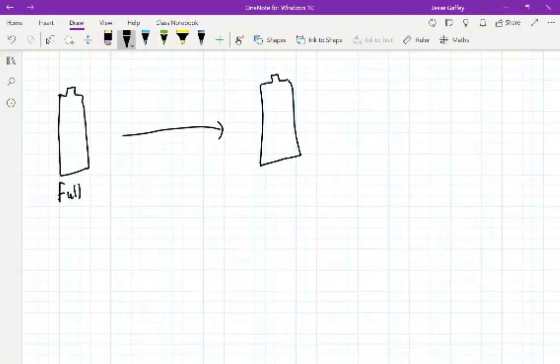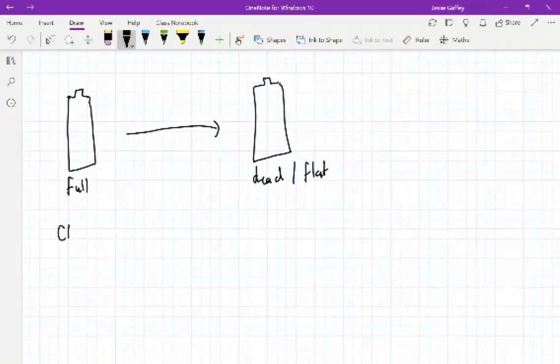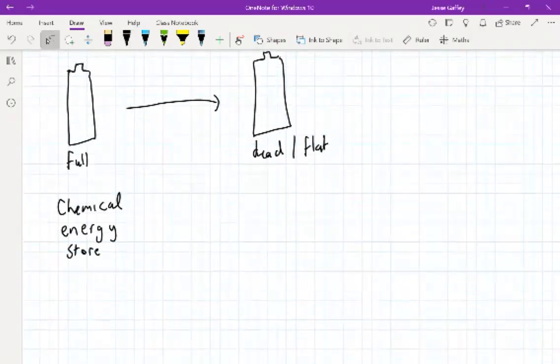And after you've used it for a couple of hours, it's now a dead battery. We call it a dead battery or a flat battery. With a battery, we talk about something called the chemical energy store, which has just got to do with energy stored by chemical substances.